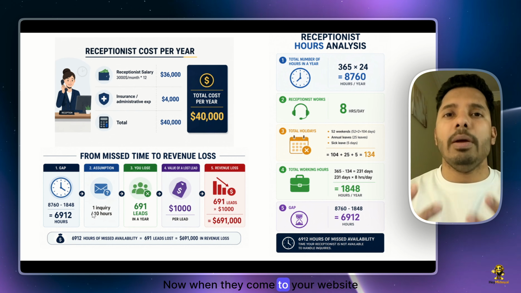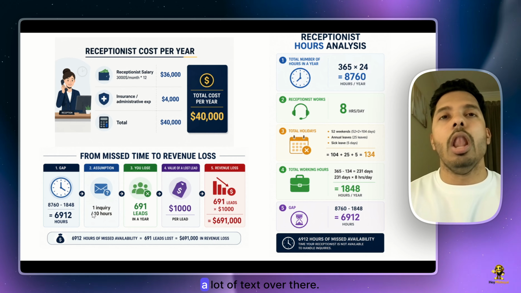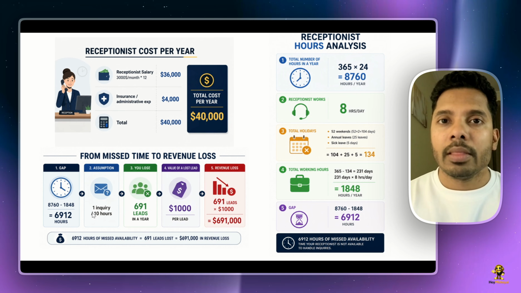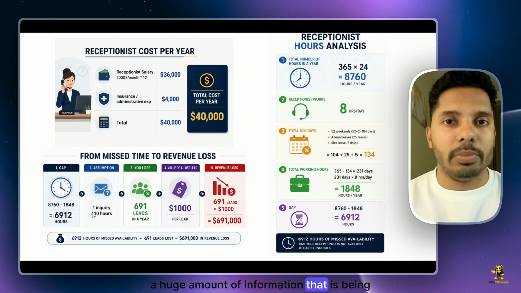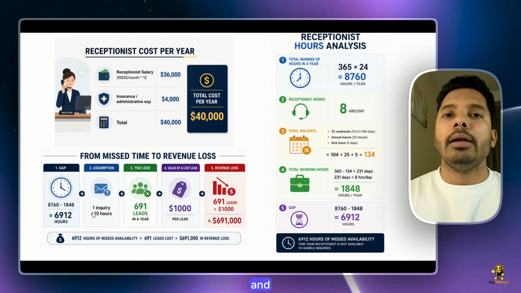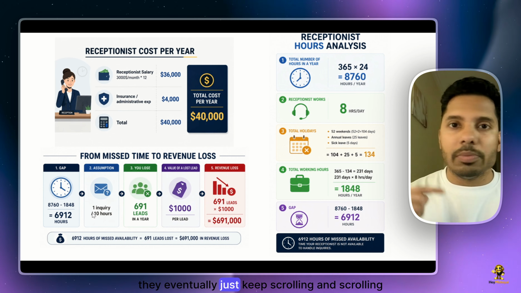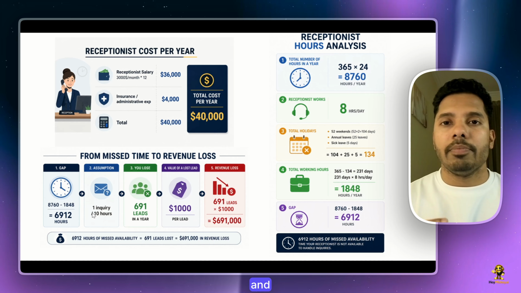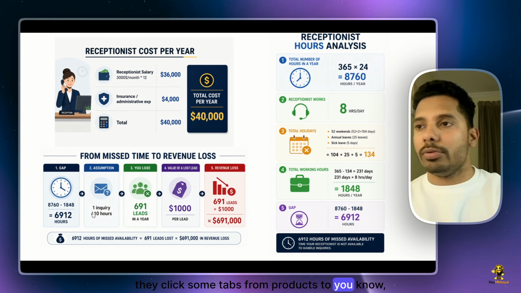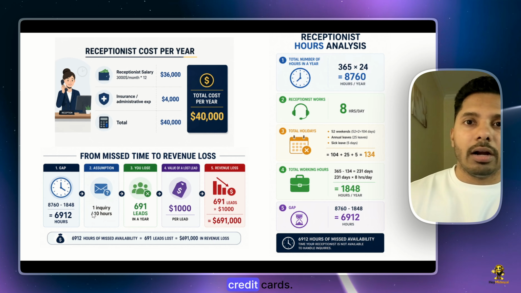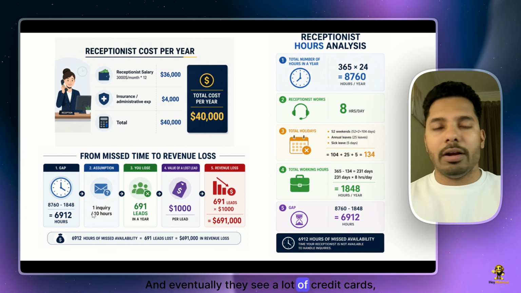Now, when they come to your website, they see a lot of text over there. There is a huge amount of information being displayed, and they eventually just keep scrolling and scrolling, and they click some tabs from products to solutions like credit cards, and eventually they see a lot of credit cards.